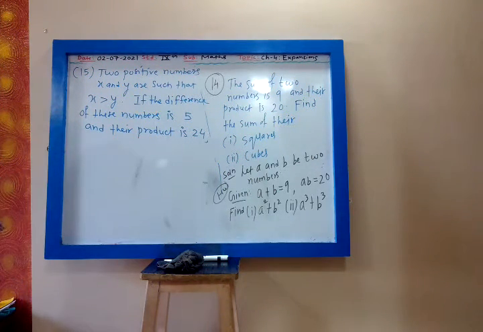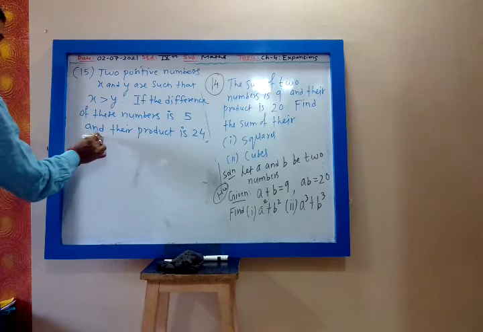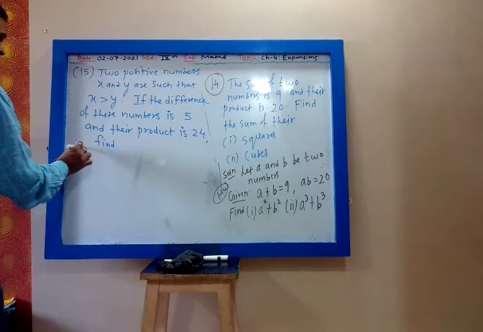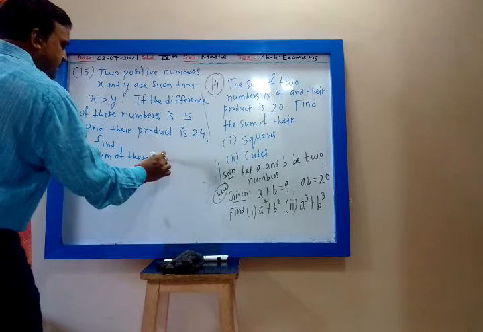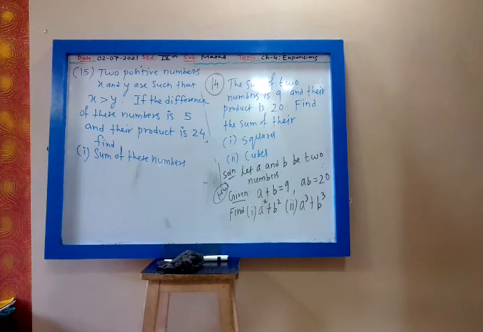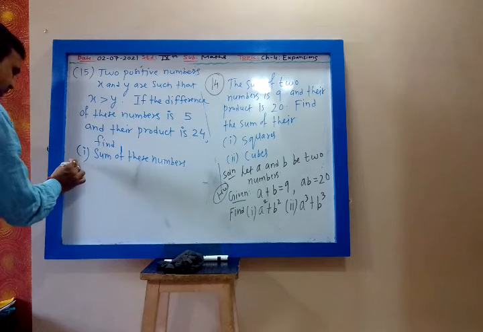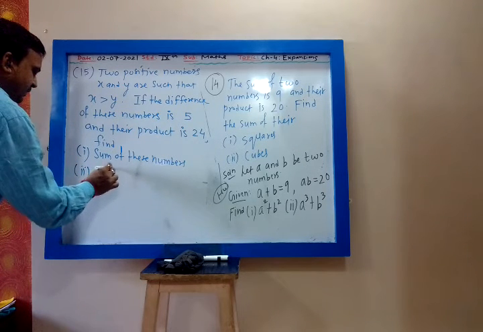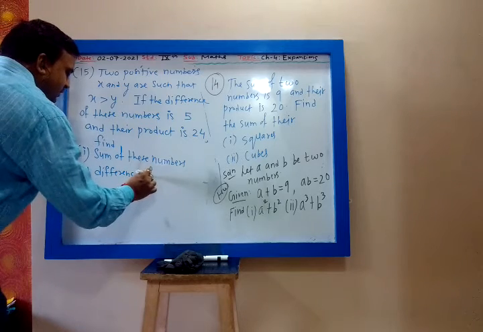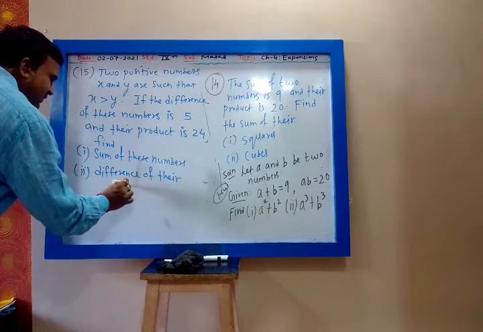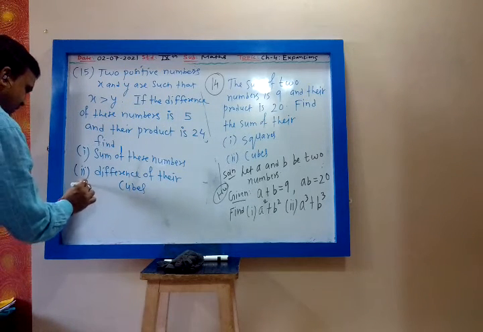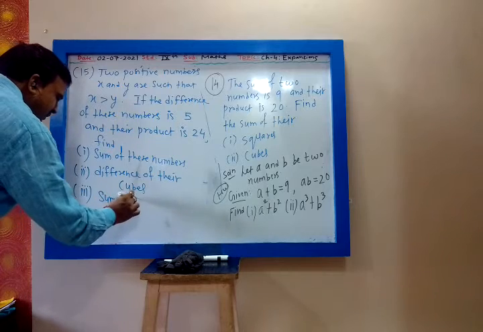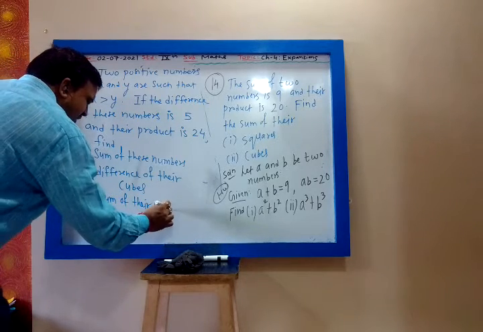find the sum of these numbers, then the difference of their cubes, difference means minus, and third, the sum of their cubes. See, the calculation part you have to do, my dear.